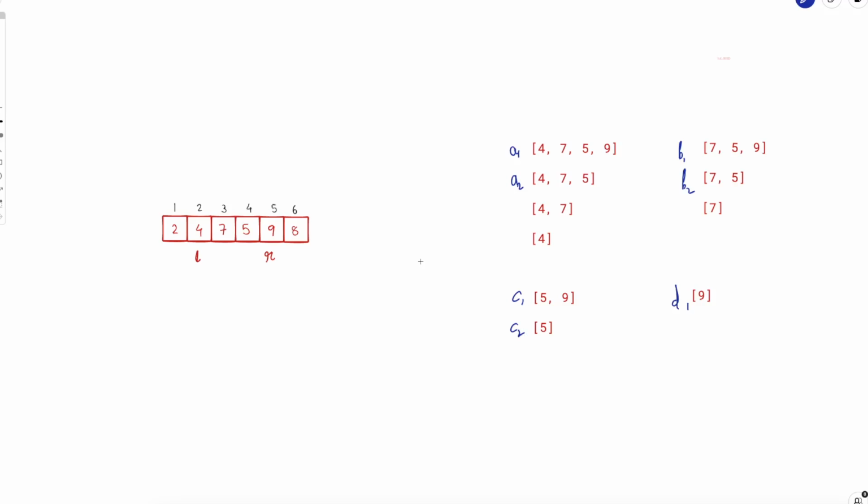So what is the overall time complexity of this entire algorithm? First, you are figuring out how many subarrays there are in this range L to R. So there are total n square subarrays. For each subarray, you are trying to find out the XOR score.